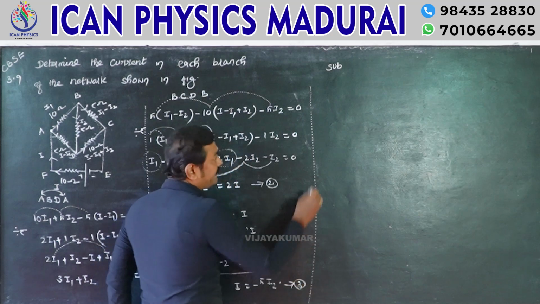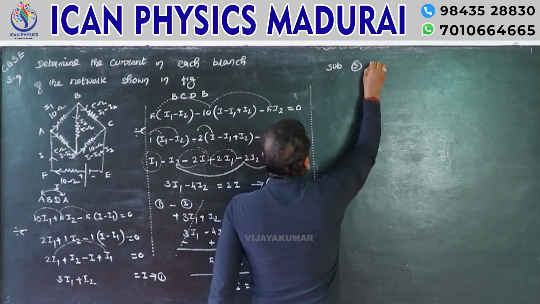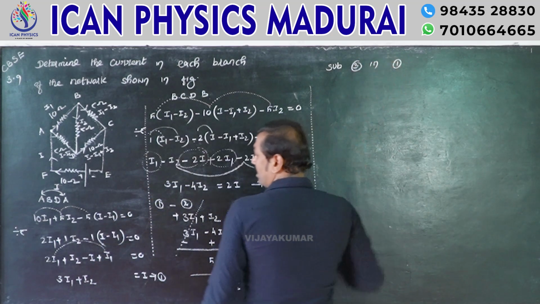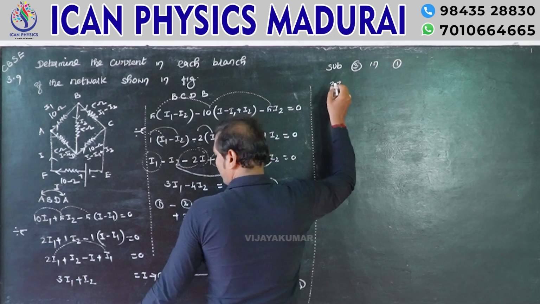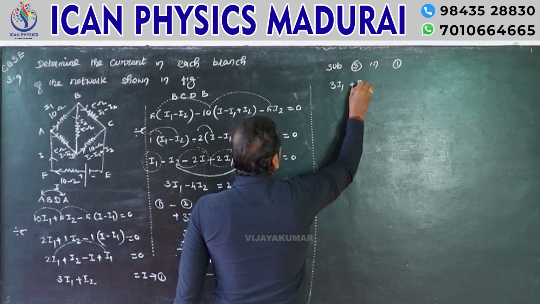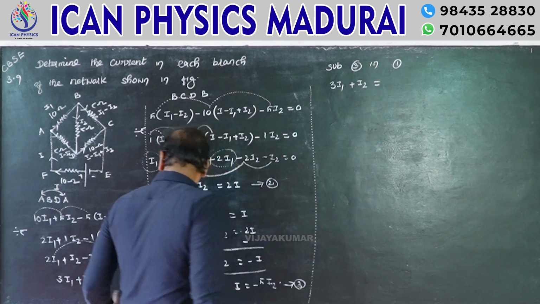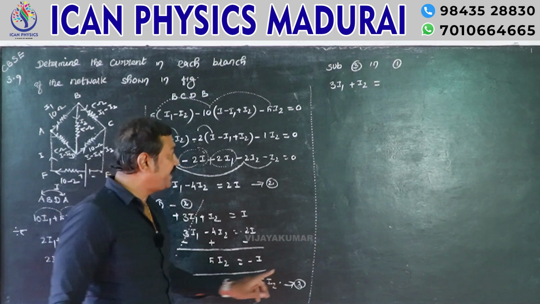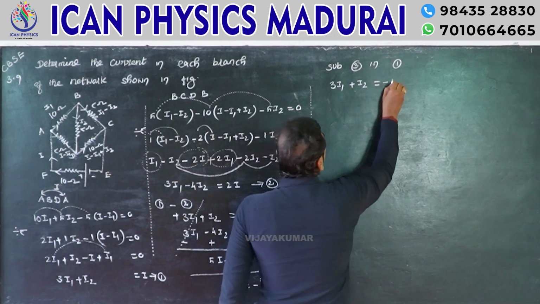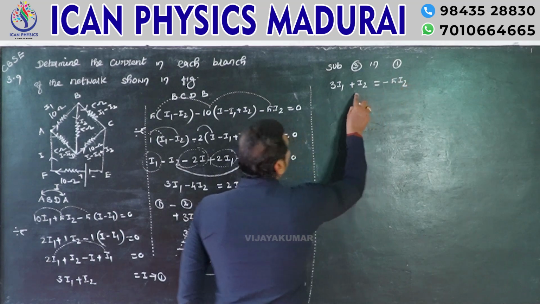It can be taken as 3. So substitute 3 in 1. So 3I1 plus I2 equal to I. So what is the value of I? Minus 5I2. So minus 5I2.